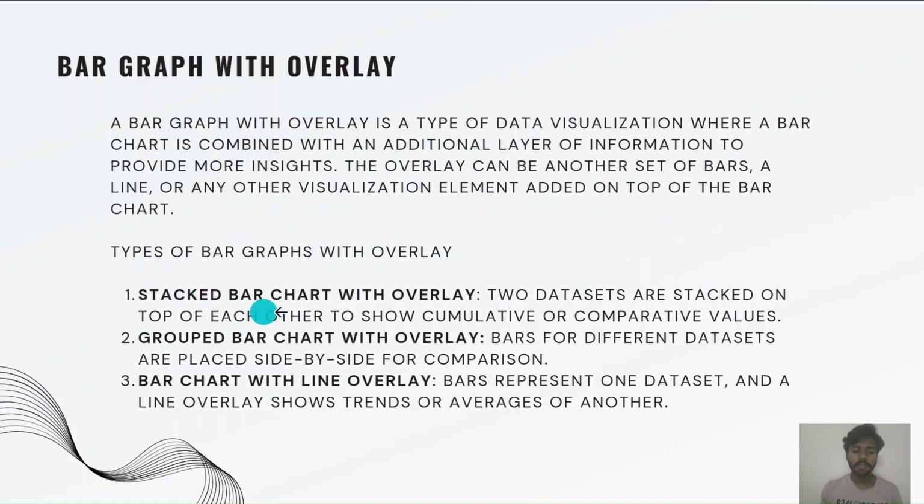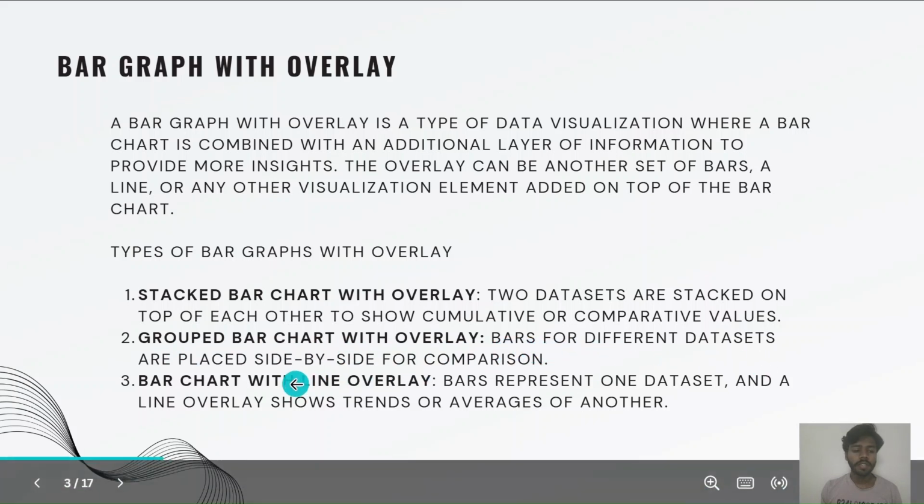First is stacked bar chart with overlay, in which two data sets are stacked on top of each other to show cumulative or comparative values. Second is grouped bar chart with overlay, where bars for different data sets are placed side by side for comparison. Third is bar chart with line overlay, which represents one data set, and a line overlay shows trends or averages of another.